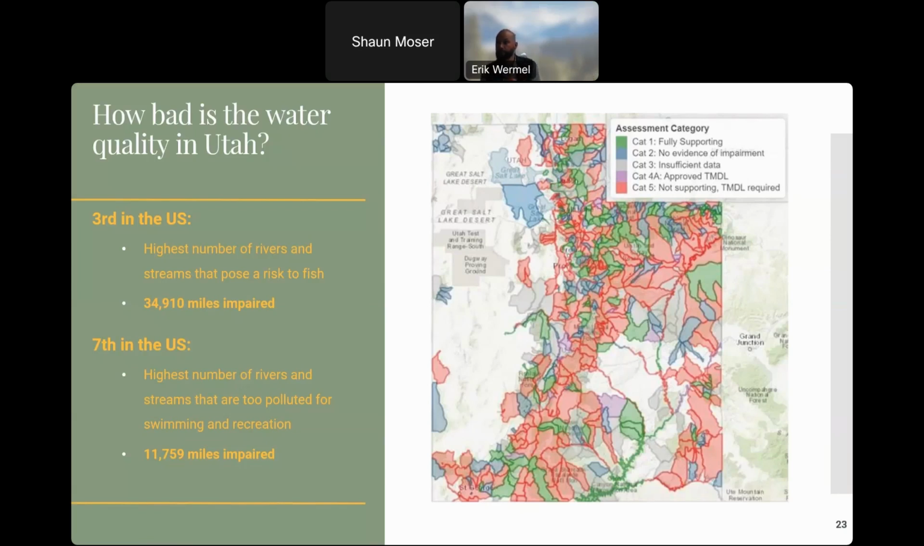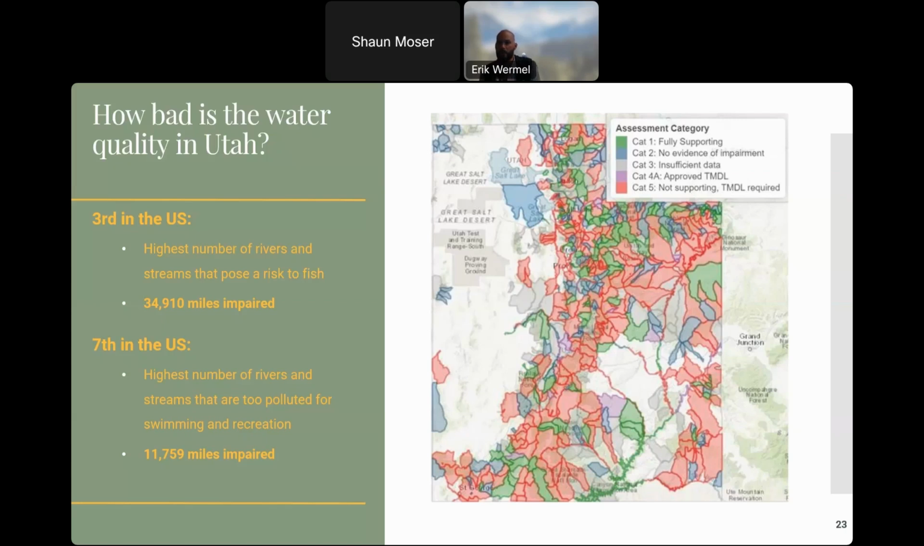It's a significant issue. This map comes from the Division of Water Quality. So the red areas indicate Category 5 waters, the most heavily polluted streams and rivers that fail to meet basic water quality standards. I don't know if any of you like to fish, but among all 50 states, Utah ranks 3rd for the number of rivers and streams that are impaired for aquatic life, unfortunately. That's nearly 35,000 miles of water bodies where fish struggle to survive. To give you a sense of scale, that's 10,000 miles more than the Earth's circumference.